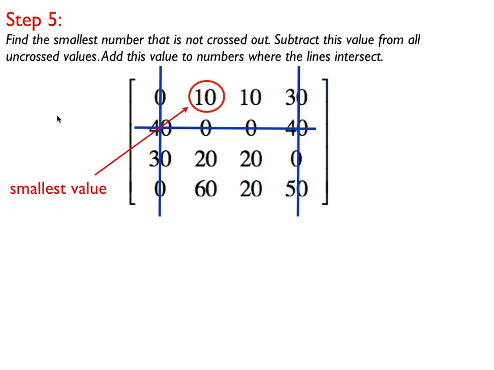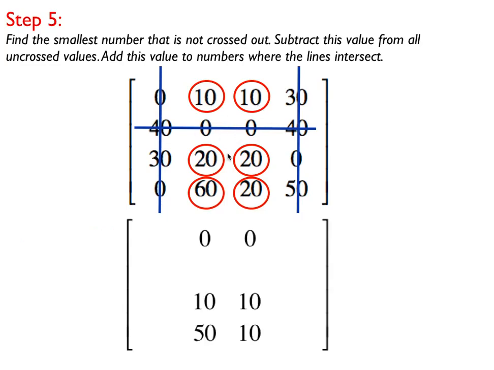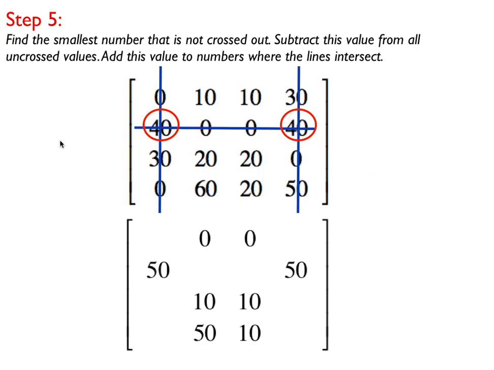Okay, so the way this works is by picking our smallest uncrossed value, which is 10, we subtract it from all the other uncovered values. So 10, 10, 20, 20, 60, 20 becomes 0, 0, 10, 10, 50, 10. The intersections, we're going to add 10 to those values because 10 was our smallest number. So the two 40s here at our intersections are actually going to become 50s, and the rest of the numbers that were crossed out aren't going to change. So this is now our matrix.